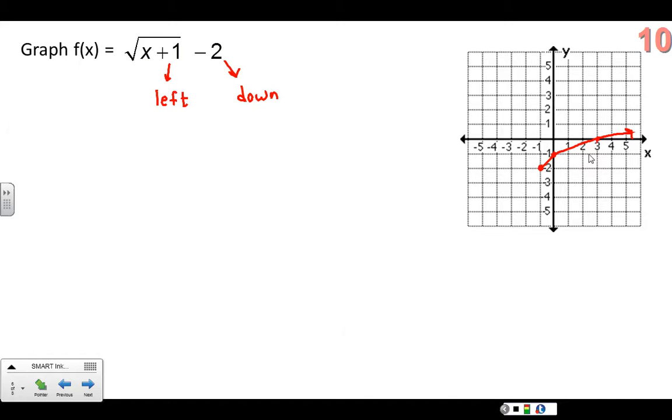Notice if I pick the x value as being 3, 3 plus 1 is 4. The square root of 4 is 2. 2 minus 2 would be 0. So there's the point (3, 0). A T-chart will also get you through this problem.